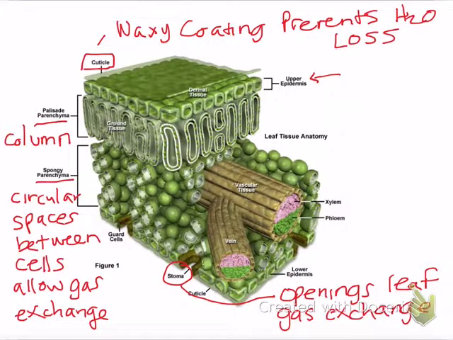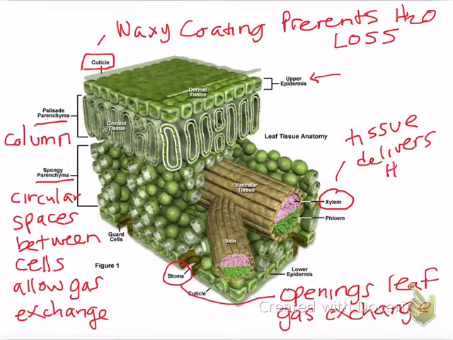And there's two important types of tissue. There's xylem, and the xylem is a tissue that delivers water. And then we have the phloem, which is a tissue that delivers nutrients like sugar.